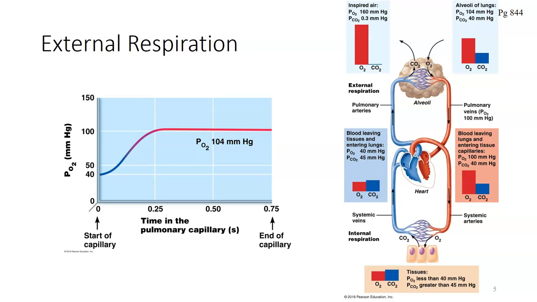Tissue partial pressure of carbon dioxide is always higher than arterial blood partial pressure of carbon dioxide. So, carbon dioxide moves from the tissues into the blood. And the venous blood returning to the heart has a partial pressure of oxygen of approximately 40 millimeters of mercury and a partial pressure of carbon dioxide of 45 millimeters of mercury.